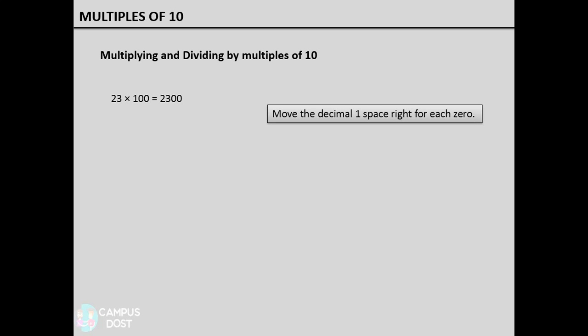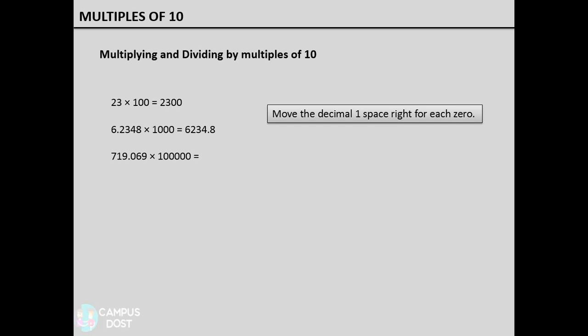Alright, let's try another one. We want to multiply this number by 1000. Since 1000 has three zeros, we must move the decimal three spaces to the right. When we do this, we get the following product. In this next example, we are multiplying a number by 1 lakh. Since 1 lakh has 5 zeros, we must take the number and move the decimal 5 spaces to the right. So first, we must add some zeros. Now when we move the decimal 5 spaces to the right, we get the following product.